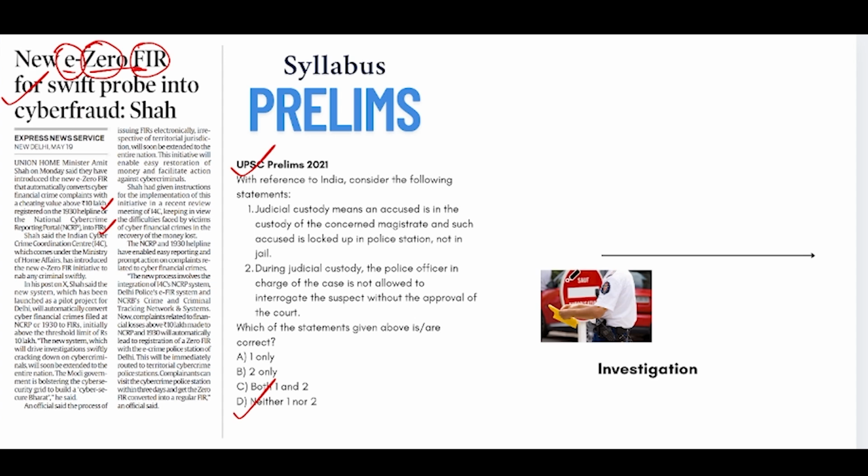Now in this regard, let us understand first what an FIR is. Whenever an event happens, if it is a cognizable offense, notice has to be taken by the police or the law enforcement agencies. Now, what is a cognizable offense and what is not a cognizable offense is defined in the Bharatiya Nyaya Sanhita. For example, murder is a cognizable offense. If there is any reporting with respect to a dead body that is being found, the police has to take notice of that.